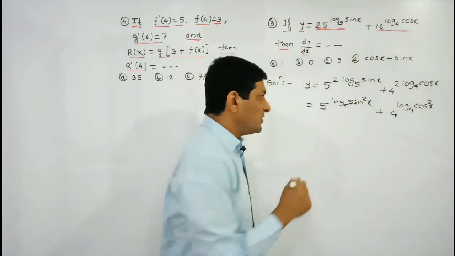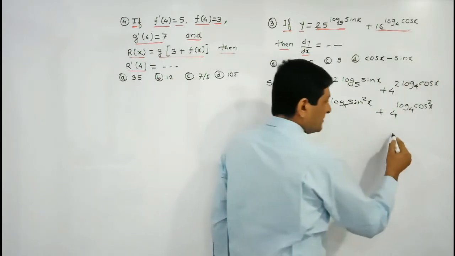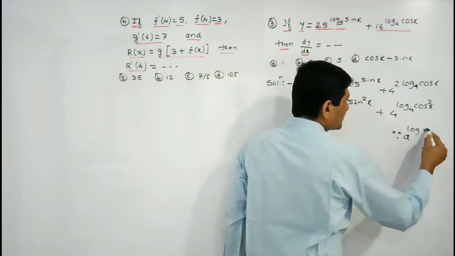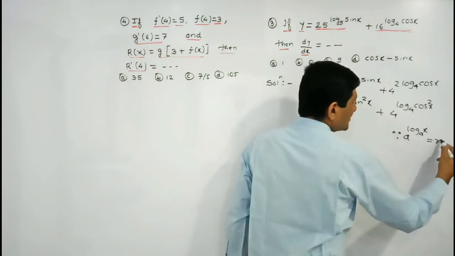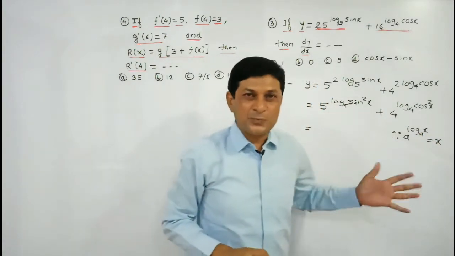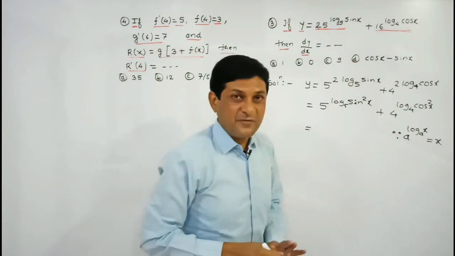Okay, now we have one property of logarithm that a raised to power log of x to the base a will be equals to x. Now we are simplifying this expression again, applying this property. Observe the property very carefully.